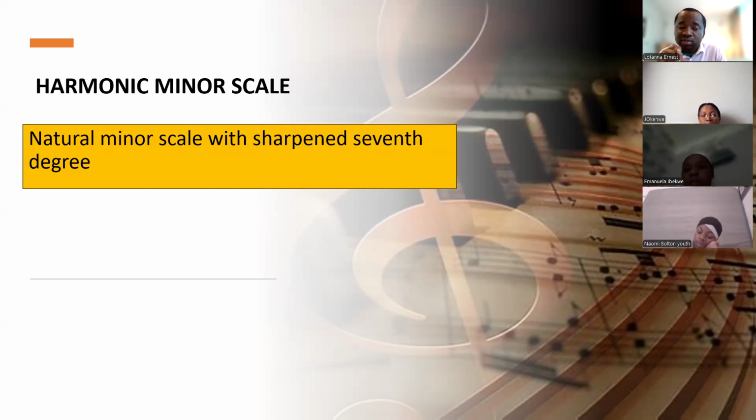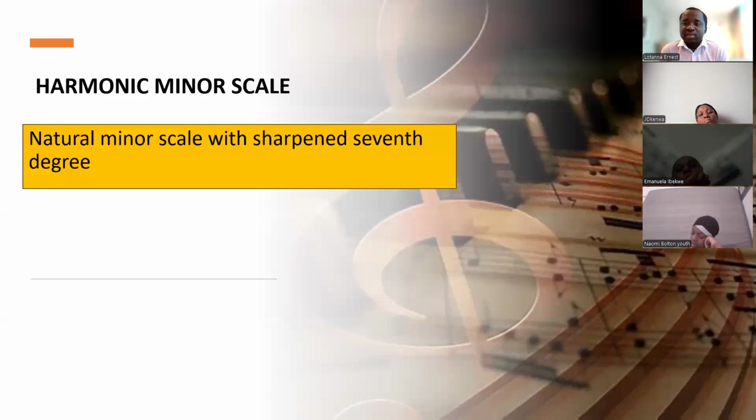So let's go back to the example we gave about A. A minor. Now, A minor is coming from what major? A minor is coming from C major. So it means the natural minor should be all whites. So I have A, B, C, D, E, F, G, A. Now that is natural minor.